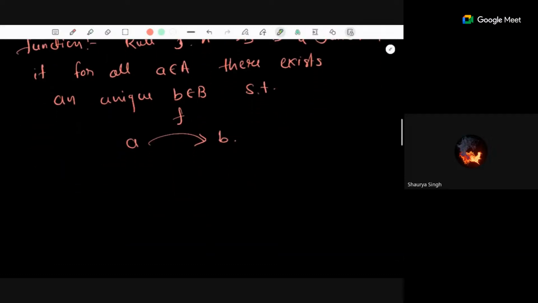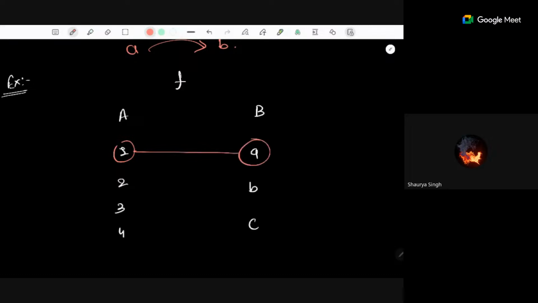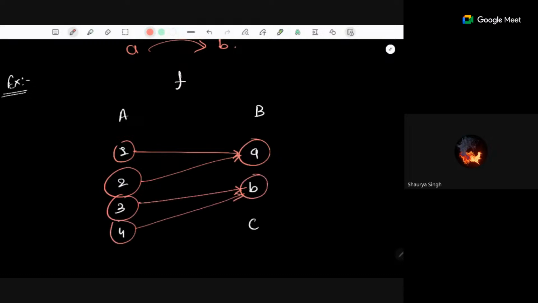So let's take some basic examples. For example, if I have a map from a set A to a set B, and in my set A there are 4 elements 1, 2, 3, and 4, and in set B there are 3 elements a, b, c. So if I give you a map that f will take 1 to a, f will take 2 to a, f will take 3 to b, and f will take 4 to b. So now, is this a function?